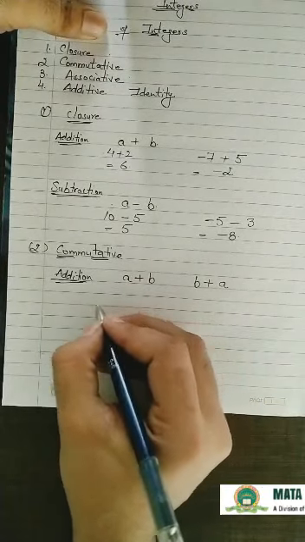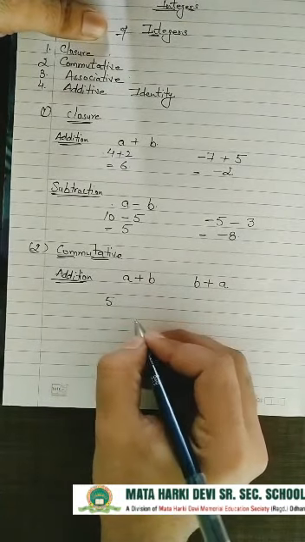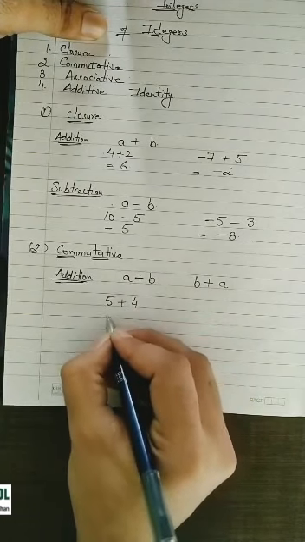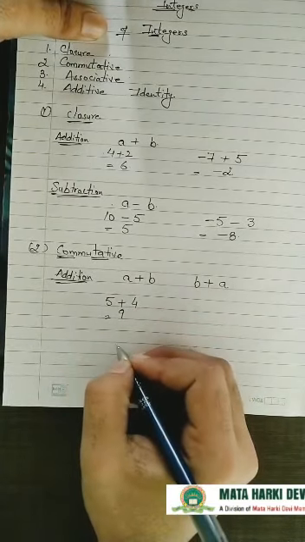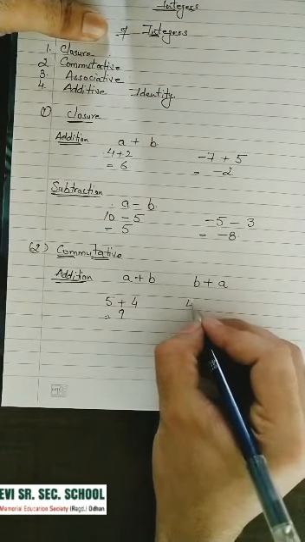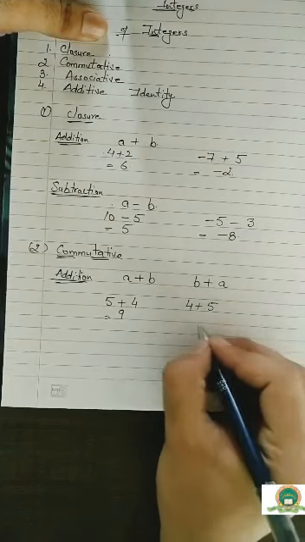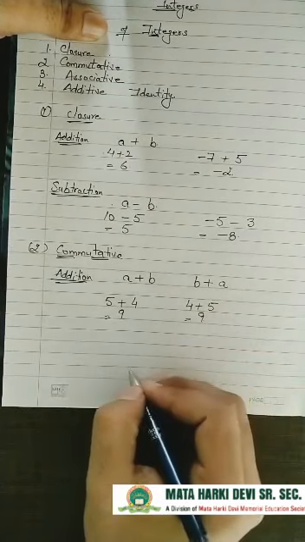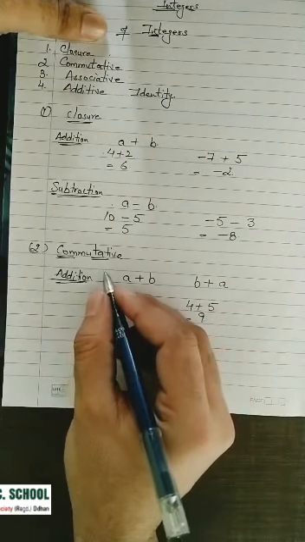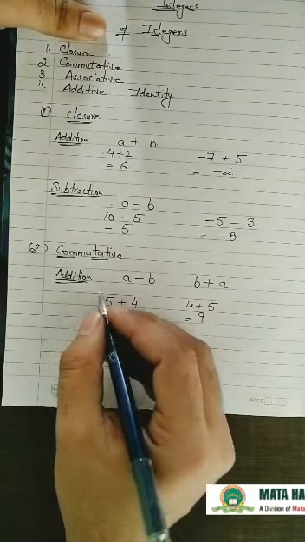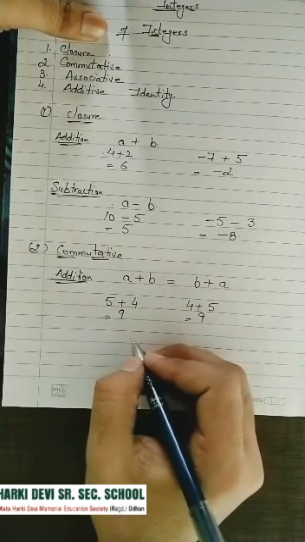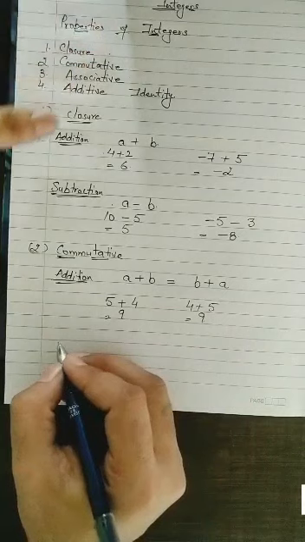So let us take, if a is 5, let us suppose b is 4. If we add these two numbers, we get 9. So in case of b plus a, b is 4, a is 5. The result is the same. In both the cases, the result is 9. So we can say the commutative property is applicable for addition. It means a plus b is equal to b plus a. Okay, let us check for subtraction.